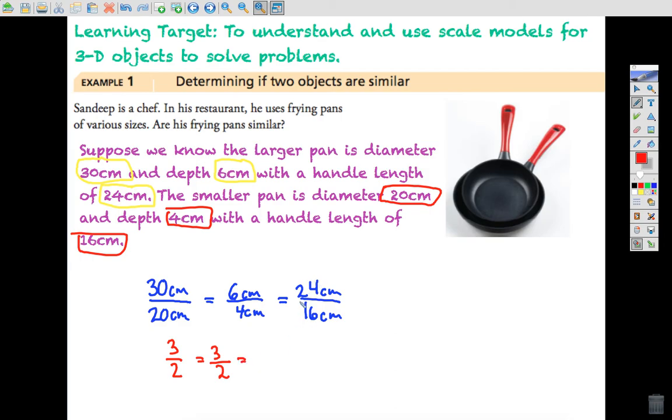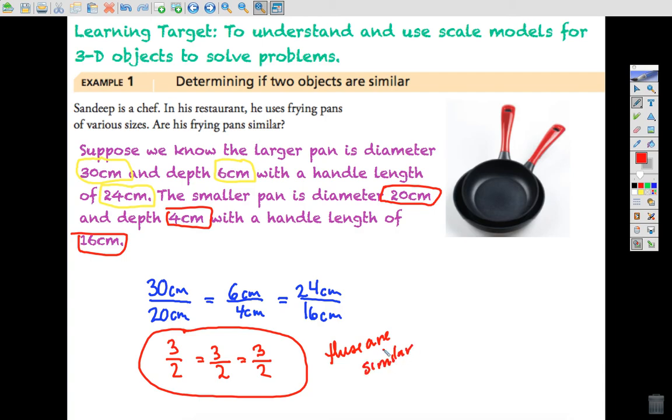And then we look at 24 and 16. Well, 8 will go into 24 3 times, and 8 will go into 16 2 times. You'll notice that because all of the dimensions are in proportion, these are in fact similar figures. And so that's it, that's all there is to it. Basically, you're just trying to find the ratios and see if that ratio is consistent throughout all the dimensions.